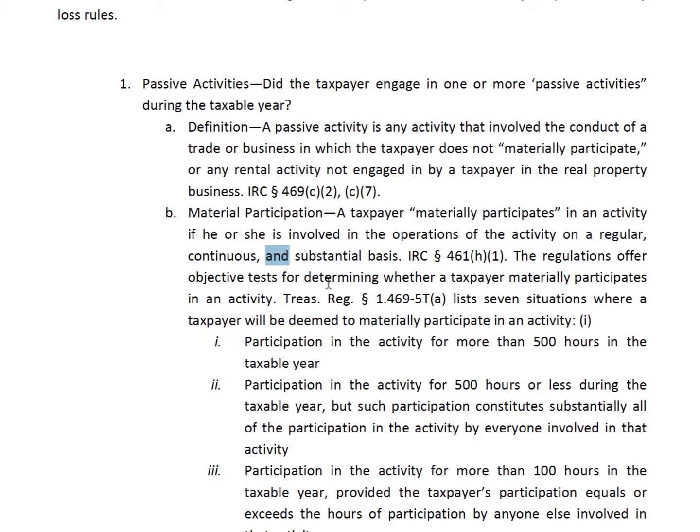The regulations offer objective tests for determining whether a taxpayer materially participates. These are safe harbors. These are seven situations in which the IRS has deemed that these parties, if they do this, will be considered materially participating. If you don't meet any of these, you can still argue it. A safe harbor in tax means that these are bright line rules, but it doesn't necessarily mean that you fail the test. A safe harbor means that if you meet the test, you get it, like a bright line rule, but if you don't meet it, you can still argue it subjectively.